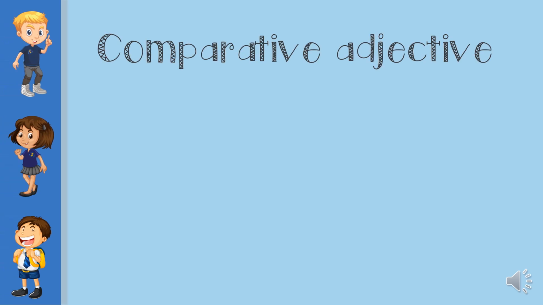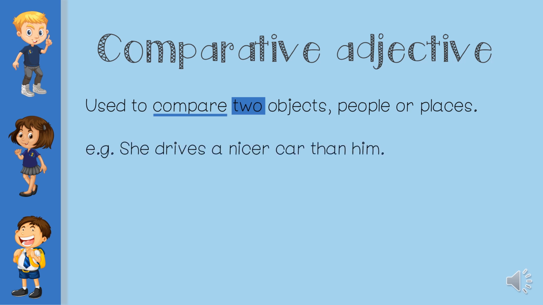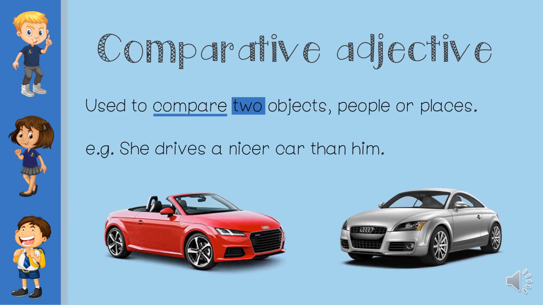Now let's look at the comparative adjective. We use the comparative adjective to compare 2 objects, people, or places. Let's look at an example. She drives a nicer car than him. Nicer is in this case the comparative adjective. We also use the word than when we compare 2 things to one another.